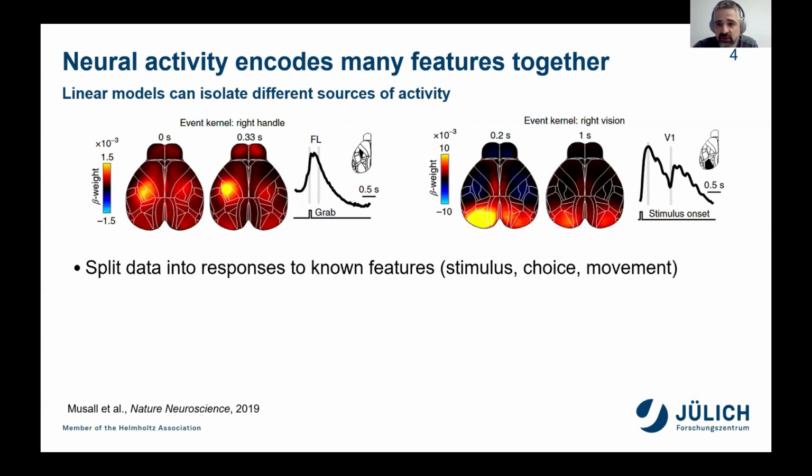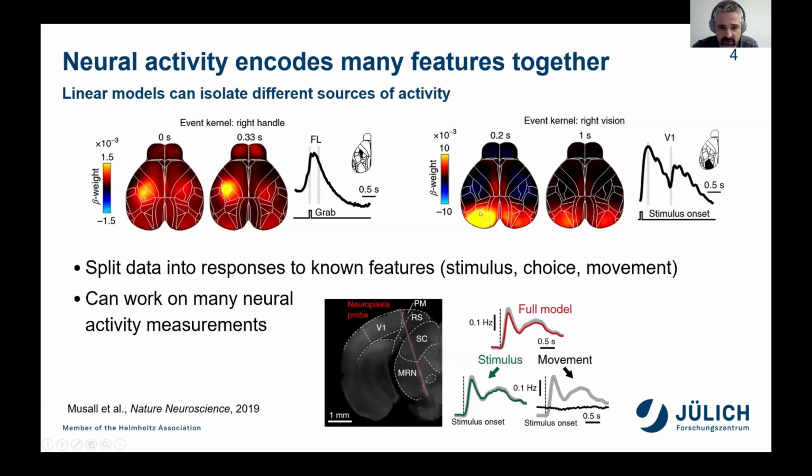In this case, these examples show the cortical activity in response to the animal touching a handle, for example. So here it's using its right paw, and we get this very defined activity in the left somatosensory motor region. And in this other example, you can see the response to a visual stimulus, which again is very defined in the left visual cortex. And what's nice about these linear models is that you can apply them to many different types of data. This is not limited to imaging or any other kind of neural measure.